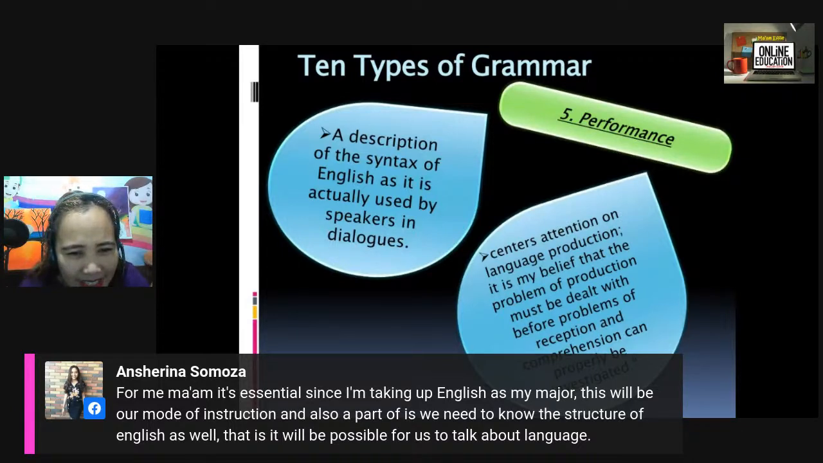Essential, ano yun? For me, ma'am, it's essential since I'm taking up English as my major, and this will be our mode of instruction. And also a part of it is we need to know the structure of English as well. That is, it will be possible for us to talk about language. Okay, thank you for that.